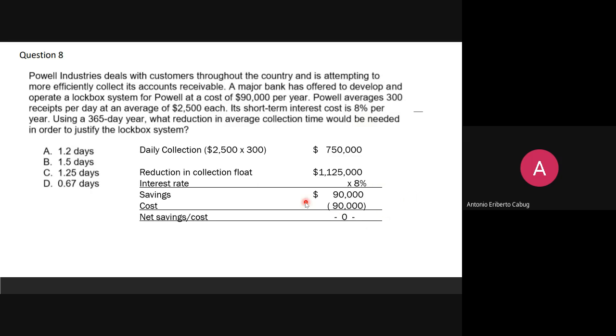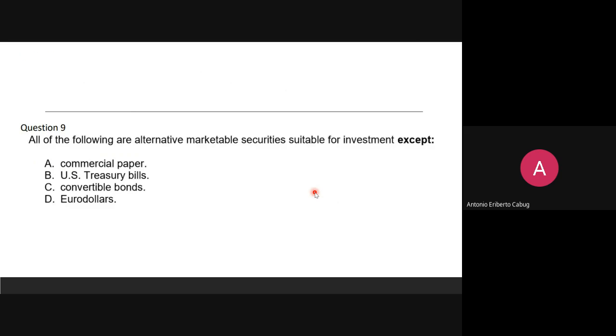So, ilang days ang kailangan natin bawasan sa collection? Working back, 1,125K divided by 750K is 1.5 days. Indeed, the correct answer is B. Very good, everyone who has participated. 1.5 days. May pakonting work back tayo.